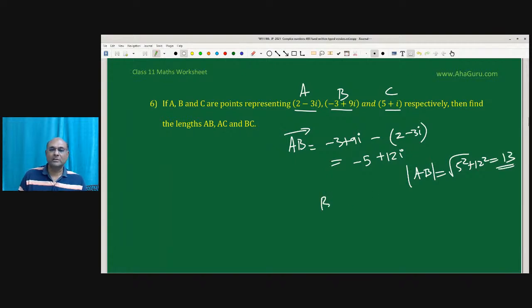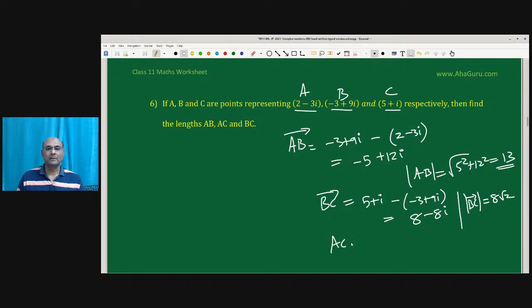Similarly, you can do modulus of BC. What is BC? C minus B. So 5 plus i minus 3 plus 9i, which is 8, and that is minus 8i. So BC modulus is 8 root 2.